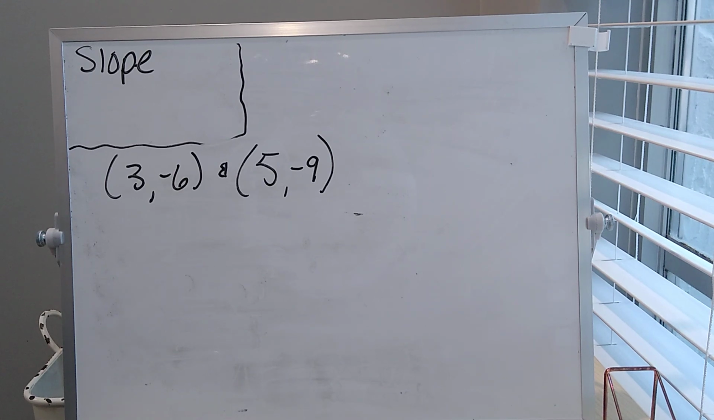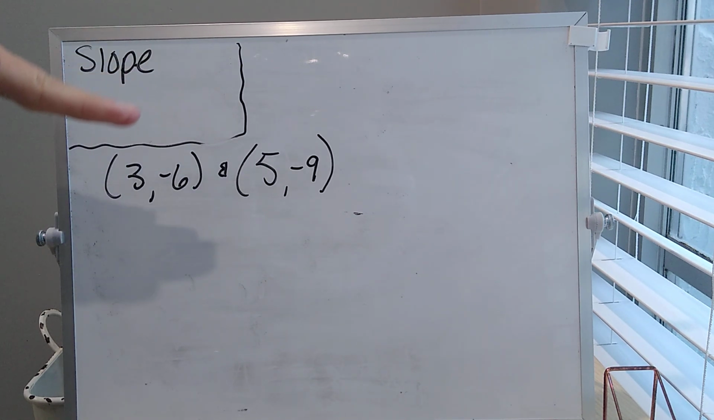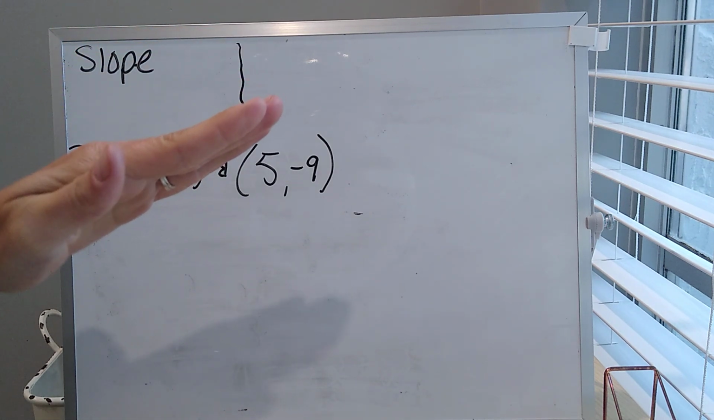Okay, Algebra 2 students. Today we're going to practice finding the slope of two ordered pairs. Whatever that line is, the slope is pretty much telling you how steep it is, okay? This would be a negative slope, this would be a positive slope.